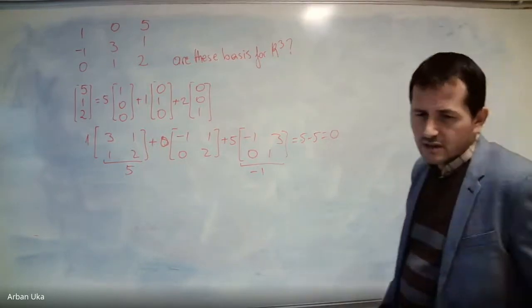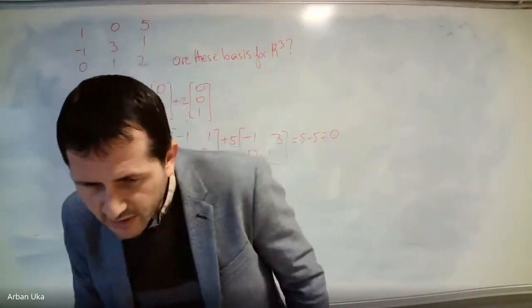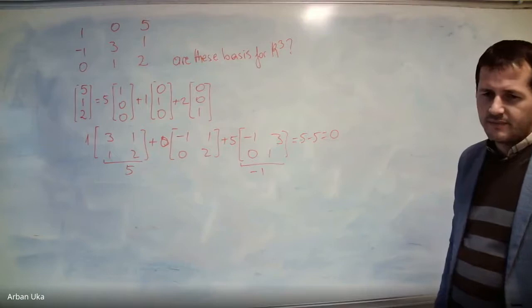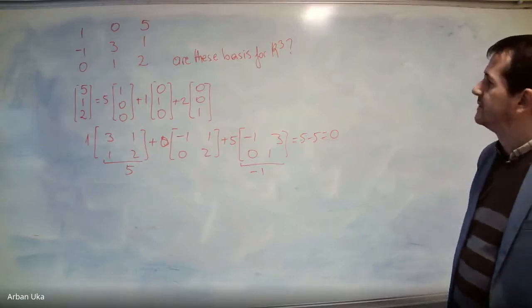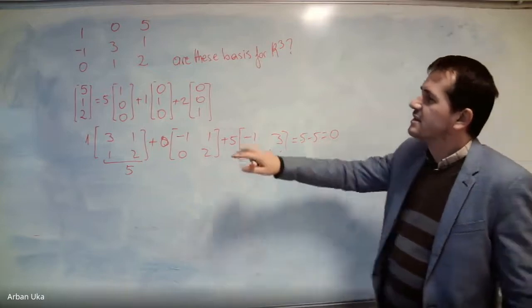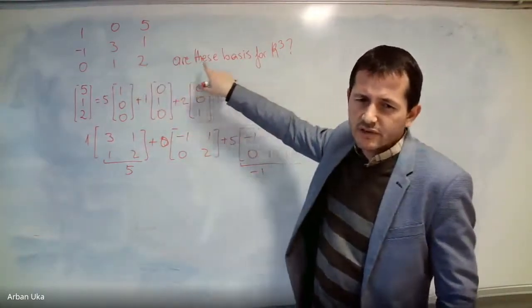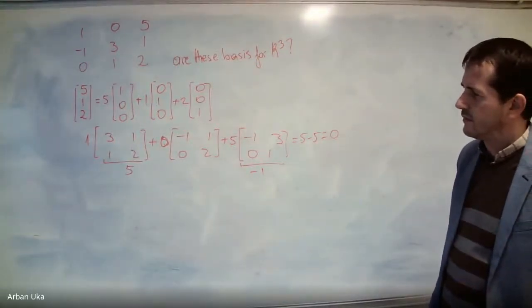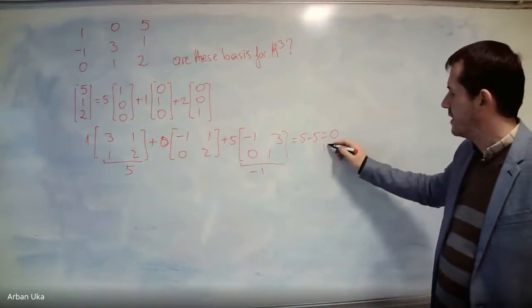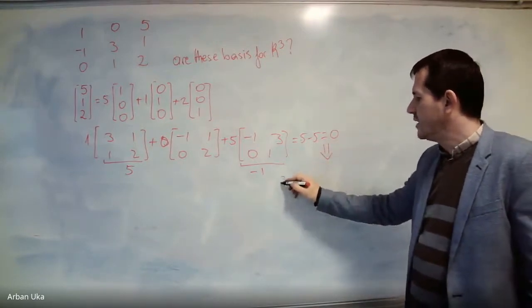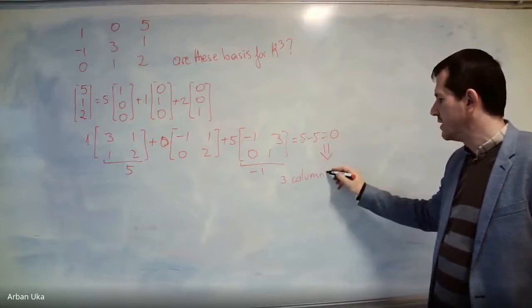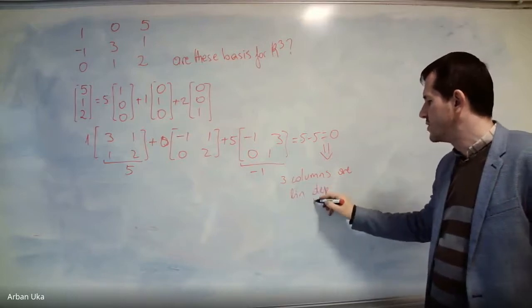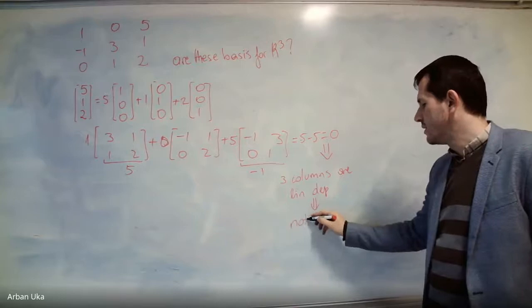So how would we answer the initial question? Is this triplet of vectors able to serve as a basis for R cubed? What do you think? I think no, because the determinant is equal to 0. Yes. So we can say that the three columns are linearly dependent, which implies that they are not a basis.